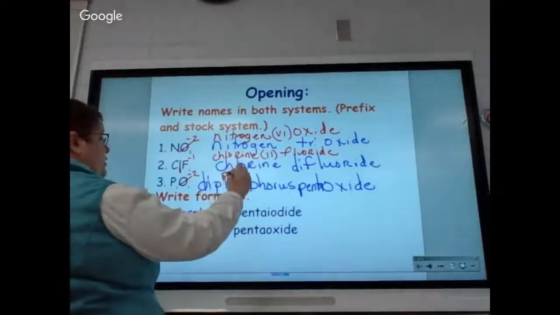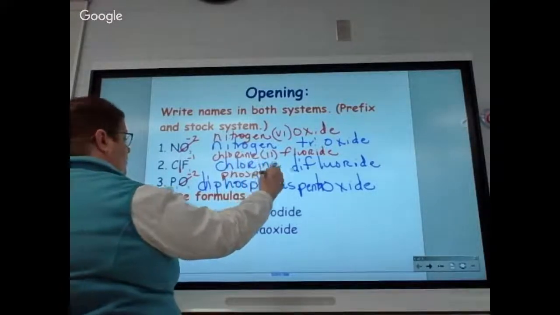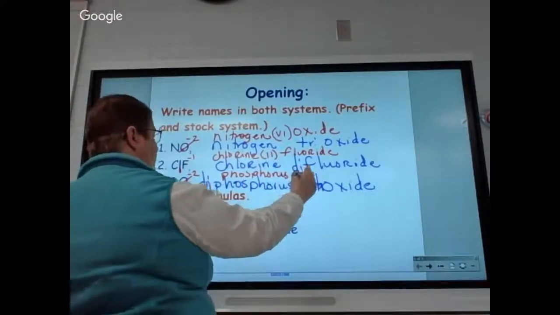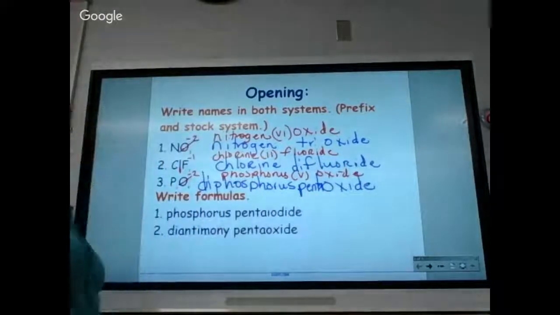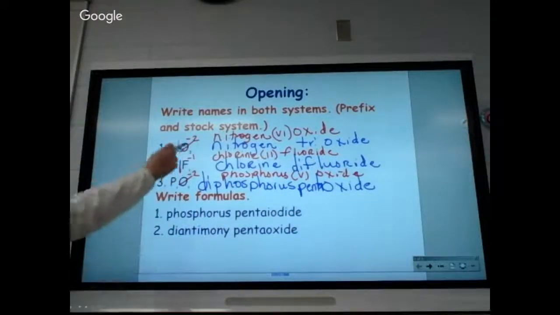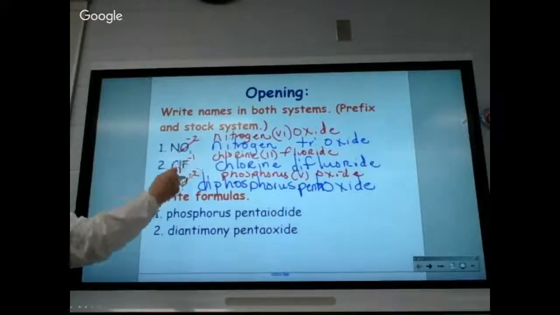So phosphorus 5 oxide. The only one that was reduced was number 1 because the oxidation number is a 2, and what's not written right here? A 2. The number's a 1, it ends as a 1. It's a 2, it ends as a 2. You can see the numbers written in the formula.